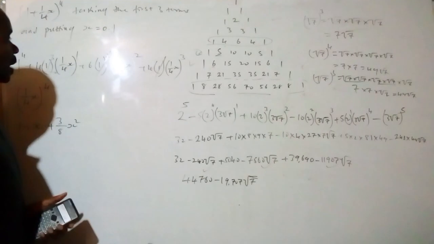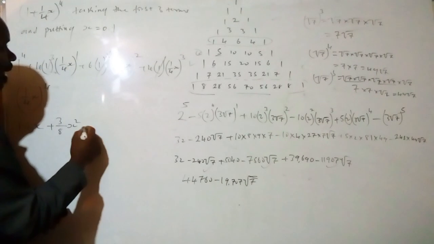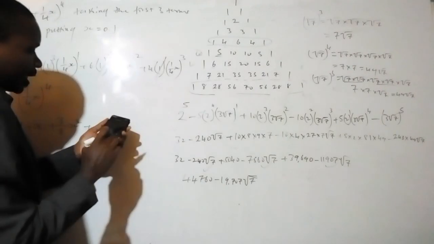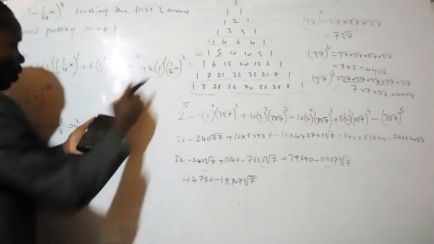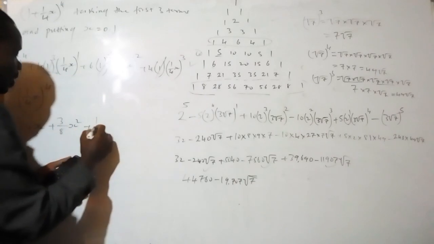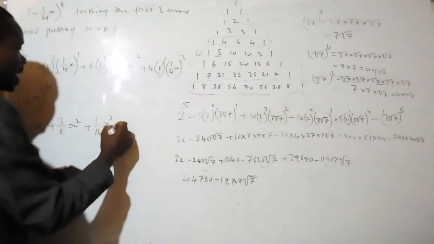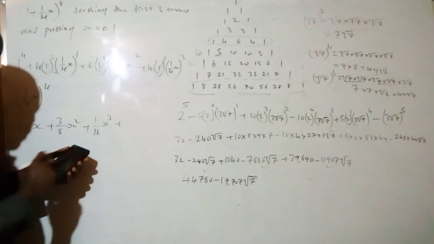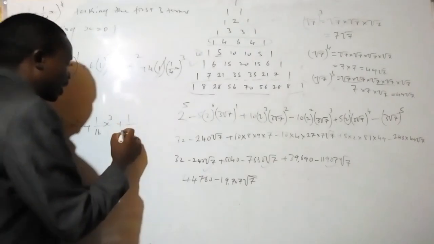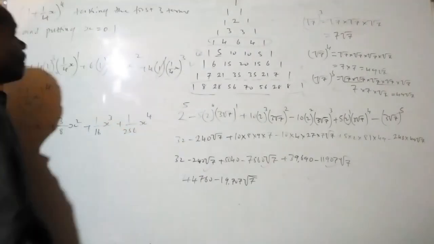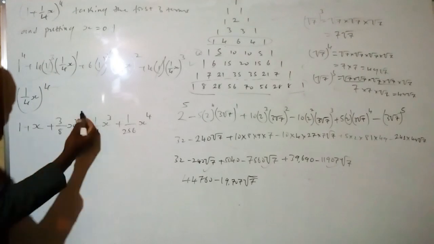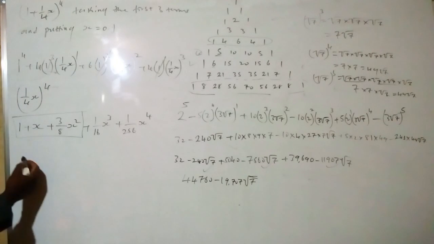Plus 4 times, 4 cubed is 64. What of 4 all over 64 is supposed to be 1 over 16, then x cubed. And finally 4 raised power 4 is what? 256. 1 over 256, x to the power 4. But the examiner wanted us to use the first 3 terms. 1, 2, 3. So it's up to this point. And you've been told to use x equals 0.1.